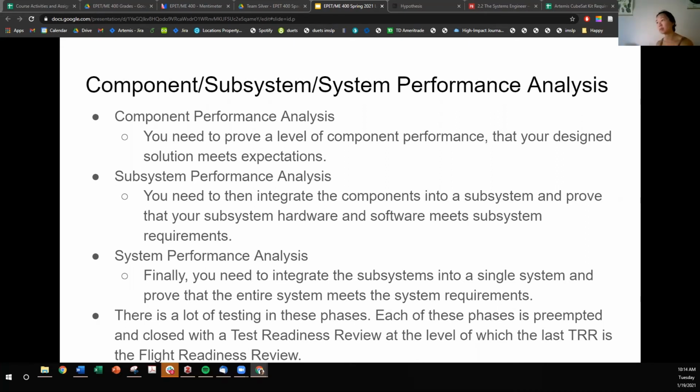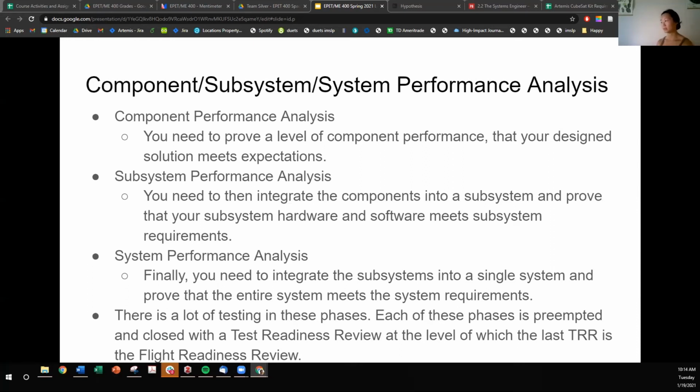So for your component performance analysis, you need to prove a level of component performance that your design solution meets expectations. The same goes for the subsystem, but you need to integrate the components into a subsystem, and then at that level, create success criteria and prove that your subsystem meets the requirements. And then you integrate the subsystems into a system, and you prove that the entire system meets the system requirements that you defined, remember, in the second phase of this project. There's a lot of testing in these phases.